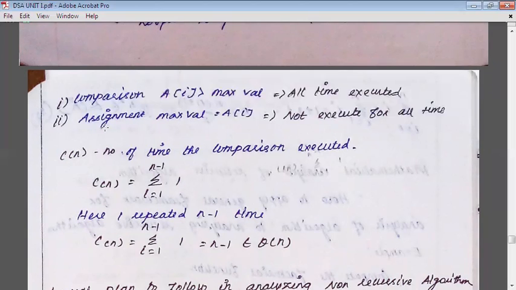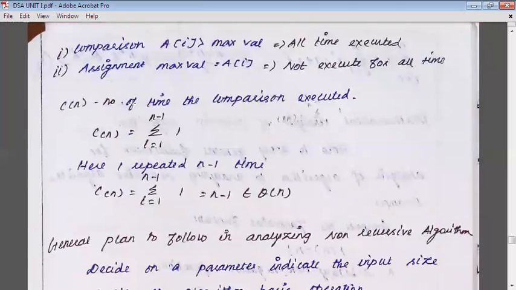The n minus 1 belongs to what? Theta of n. Theta of n, because n is the maximum value. So n minus 1 is a subset of n, that is, it is less than n. So n minus 1 belongs to theta of n.